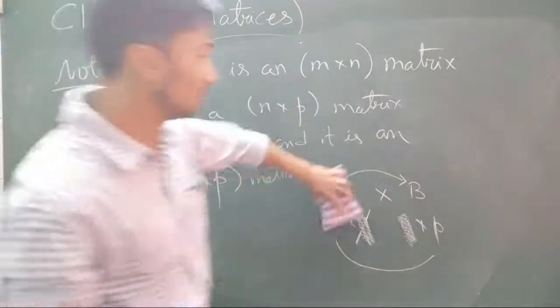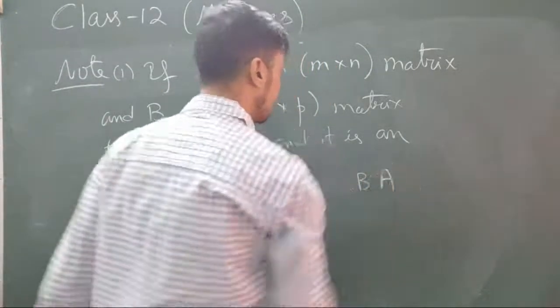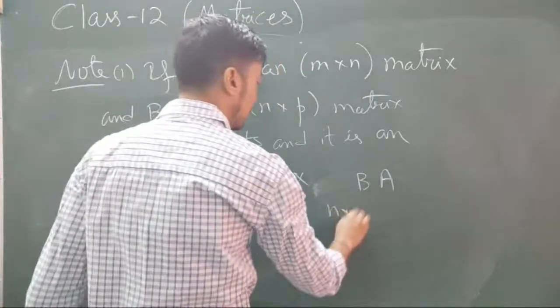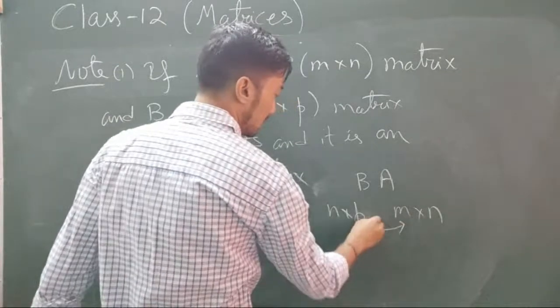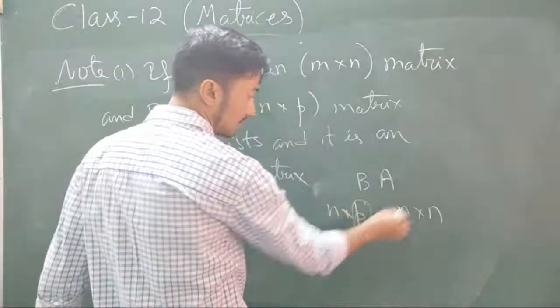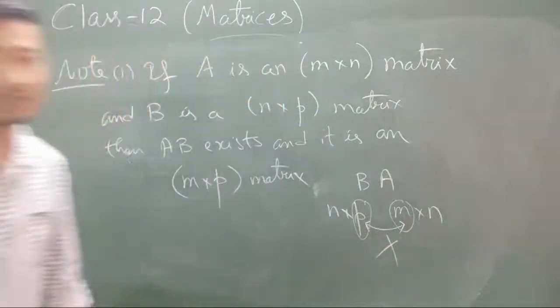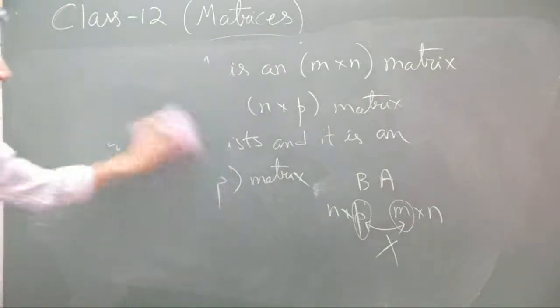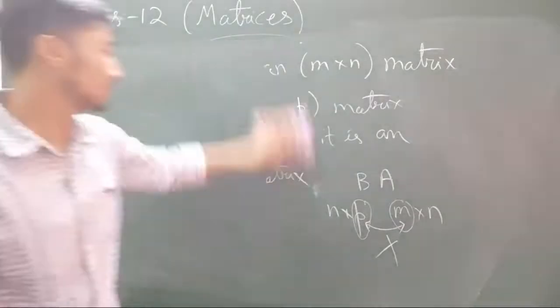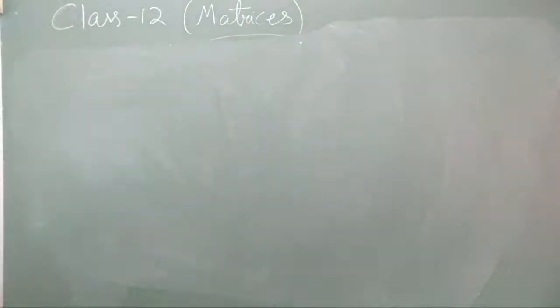Now in that case, will BA be possible? Let's check. What is B? N by P. A is M by N. We can see that the number of columns in the first matrix is not equal to the number of rows in the second matrix. That means B is not conformable to A for matrix multiplication. That means BA does not exist. So this is one situation which is normally asked.